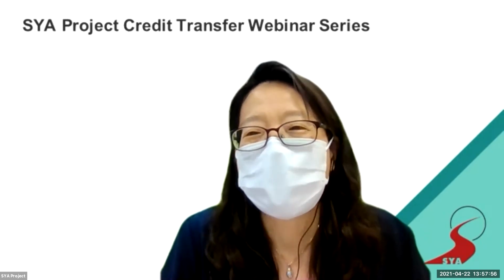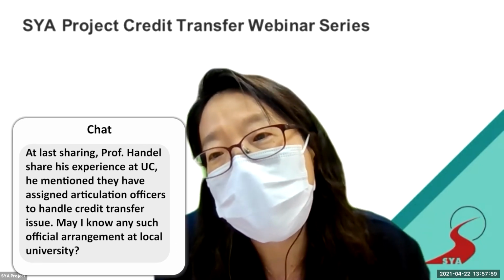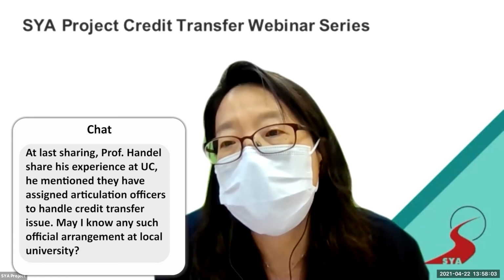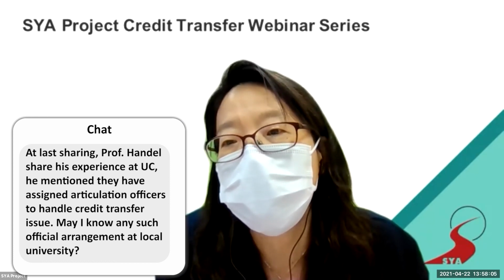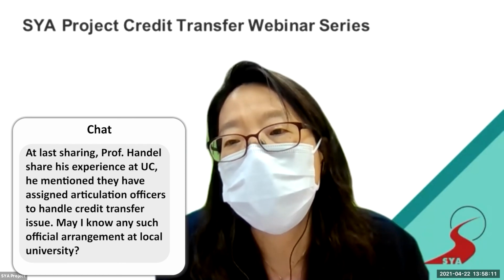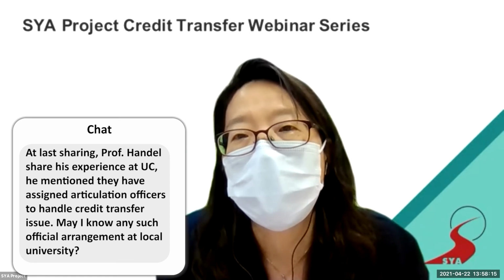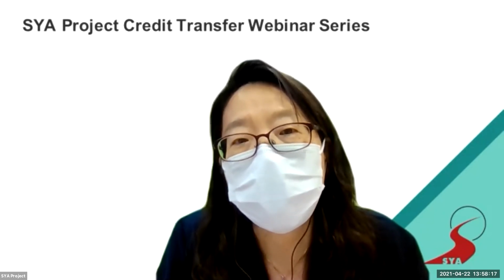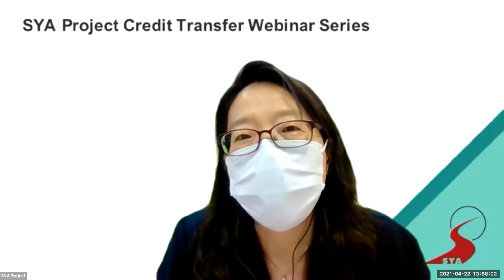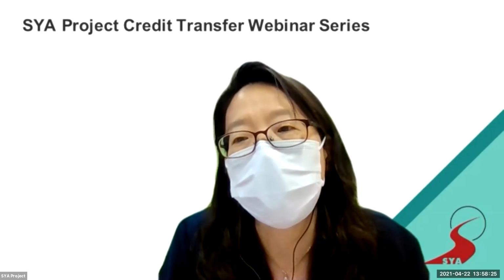Yeah. Okay. Thank you. So our next question is from Thomas Chen. At the last sharing, Professor Handel shared his experience at UC. He mentions they have assigned articulation officers to handle credit transfer issues. In Hong Kong, we don't have that. That's something that I actually want to hear from the audience or speakers. Do you have any thinking about this?